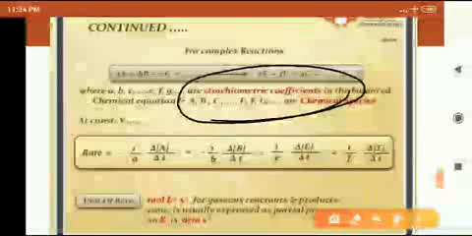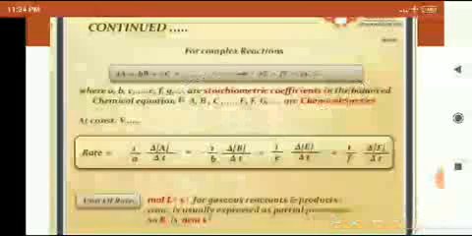For complex reactions in which the stoichiometric coefficients are different on the reactant as well as the product sides, how can we write the average rate of the reaction? Let's take this example, where the small alphabets a, b, c, and e, f, g are the stoichiometric coefficients, whereas the capital alphabets represent the chemical species.